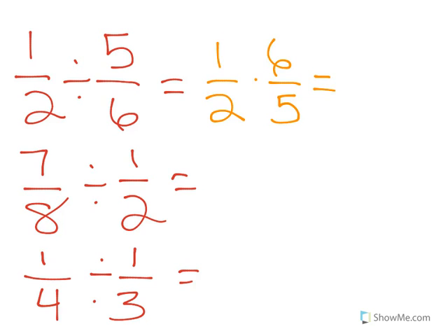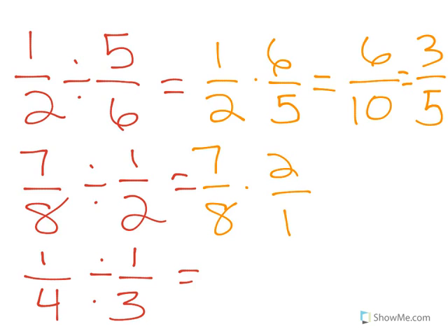So the first one becomes 1/2 times 6/5. 1 times 6 is 6, 2 times 5 is 10, and we can reduce by taking 2 out of both. 6 divided by 2 gives me 3, 10 divided by 2 gives me 5. The second one, 7/8 divided by 1/2, is 7/8 times 2/1.